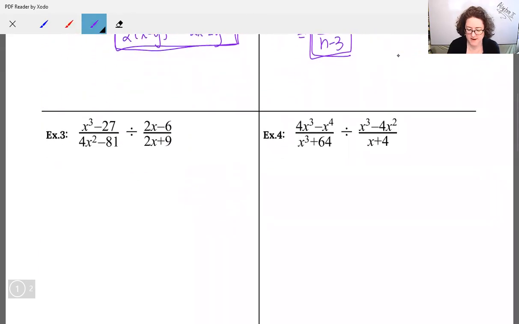And as always, if I'm going too fast on these problems, pause the video, rewatch it. You can slow me down even, you can change the speed of the video. Do what you need to do to make sure that you're understanding the steps.